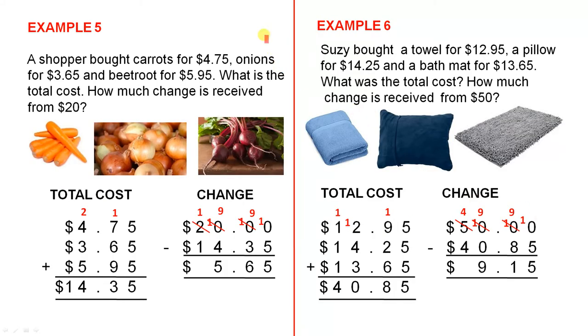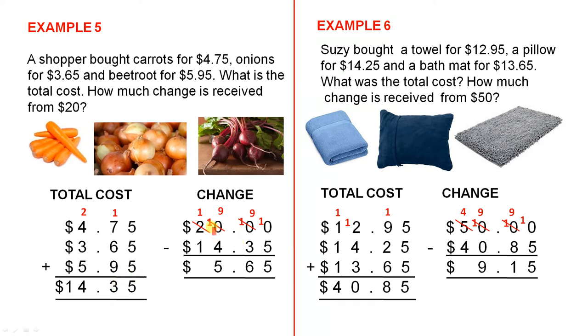A shopper bought carrots for $4.75, onions for $3.65, and beetroot for $5.95. What is the total cost? How much change is received? So the total cost, you just add the 3 amounts up. And there they are there. And you'll see that the total cost is $14.35. So just check that carefully at your leisure, and you will see that this is correct.